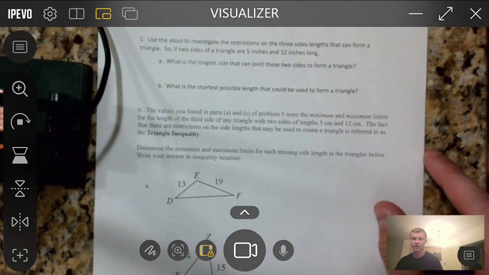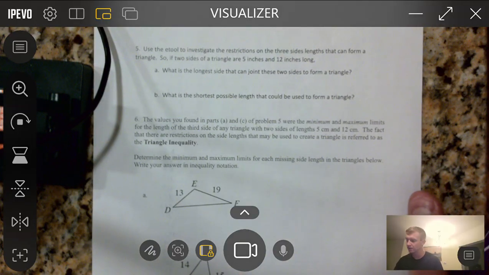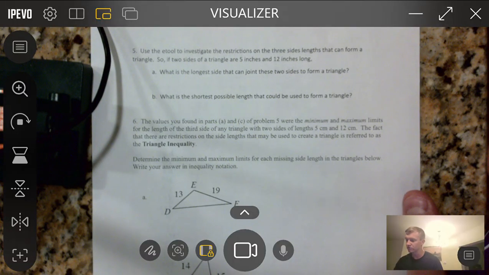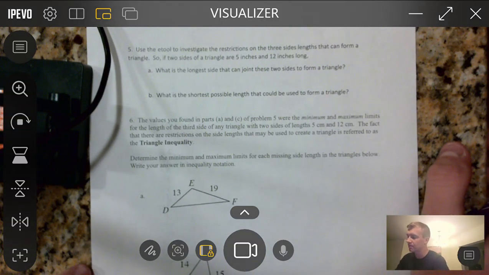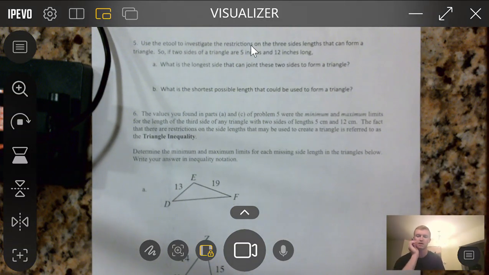For number 5, it says use the E tool to find the restriction of the 3 side lengths that can form a triangle. If 2 sides of a triangle are 5 and 12 inches long, what is the longest possible side that you can have? You can go ahead and practice with this.